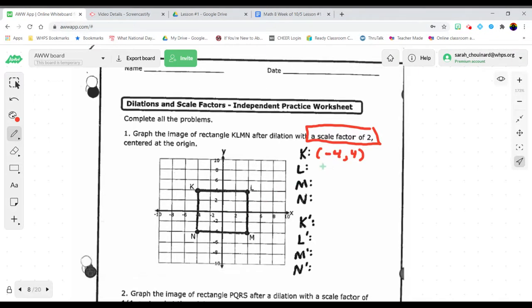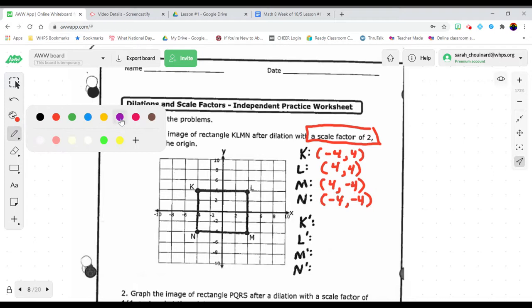L is (4, 4). M is (4, -4), and N is (-4, -4). So I'm going to scale that by 2. That's an enlargement. So I'm going to multiply every coordinate by 2.